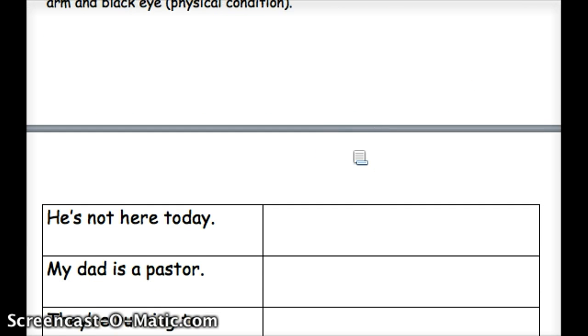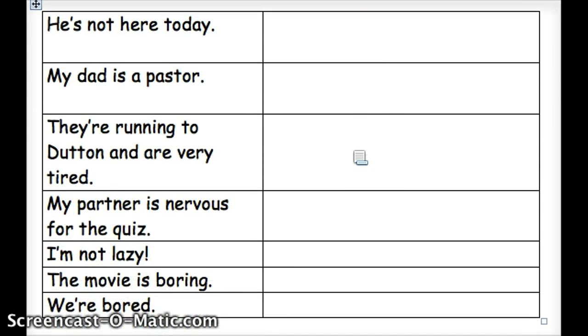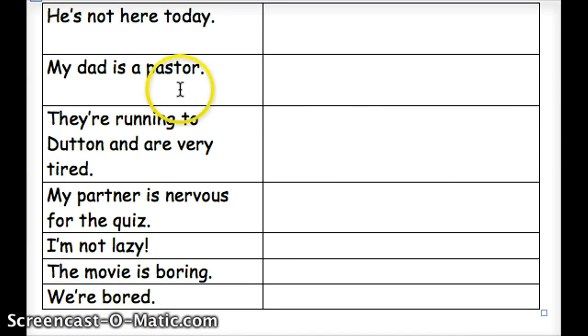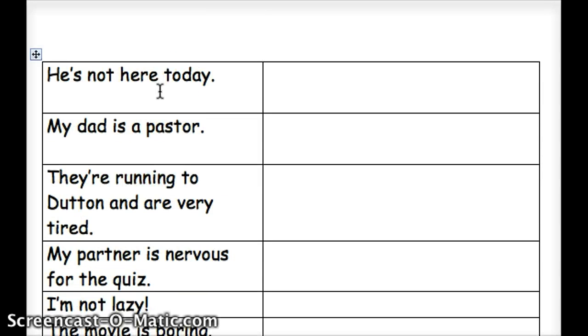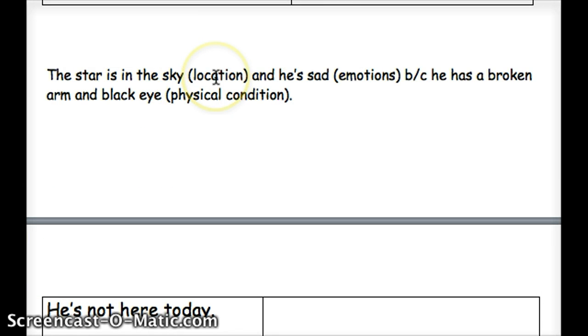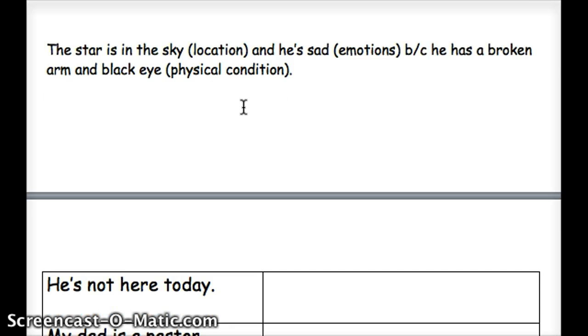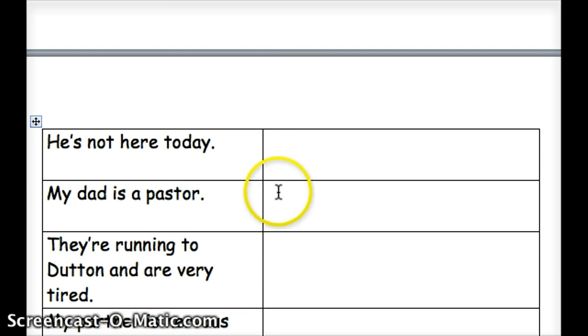All right, let's go back then to our examples. My dad is a pastor. So instead of trying to remember all the reasons for ser, let's analyze it this way. Are we talking about a location? No. Is your dad being a pastor emotions? No. Is it a physical condition? No. Then, if it's not one of those three, you need to use a form of ser. And it's ser because you're talking about his identity, specifically his profession.